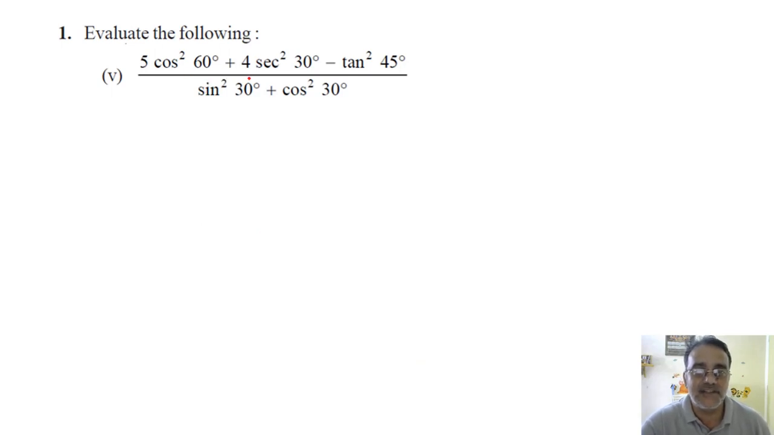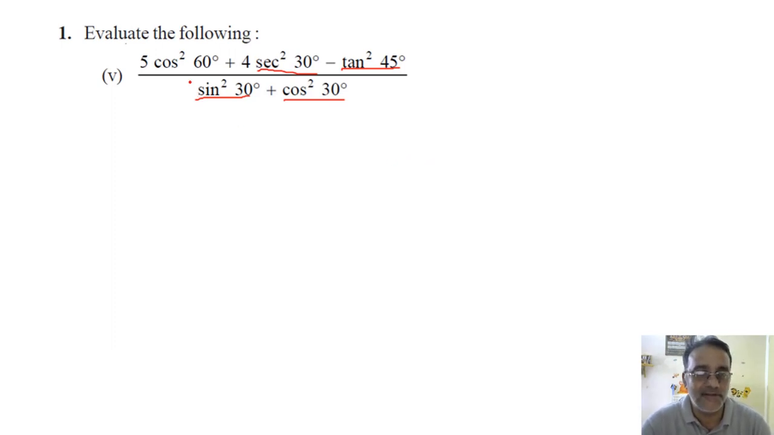5 cos square 60 degree plus 4 sec square 30 degree minus tan square 45 degree upon sin square 30 degree plus cos square 30 degree. Now what is cos 60 degree? 1 by 2. Sec 30 degree? 2 by root 3. Tan 45? 1. Sin 30 degree? 1 by 2. Cos 30 degree? Root 3 by 2.